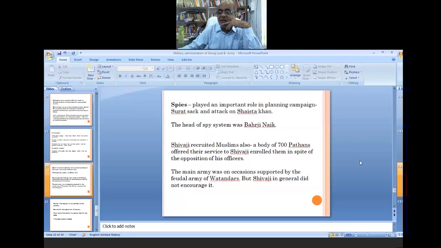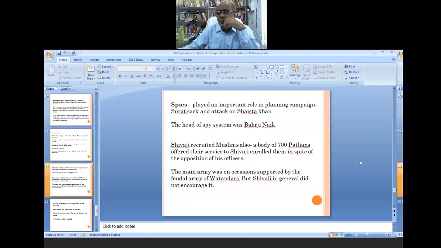The same thing was done when Shivaji attacked Shaista Khan in the night: where he's staying, how many soldiers are there, those kinds of information. And you can understand the risk that he took while attacking Shaista Khan. With 300 soldiers, he enters into the huge Mughal camp and attacks Shaista Khan in his bedroom.